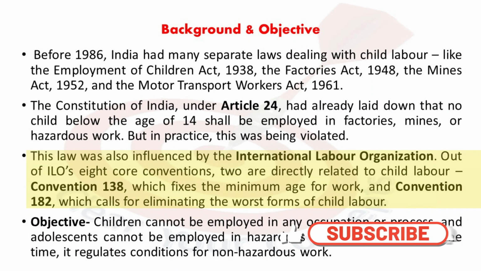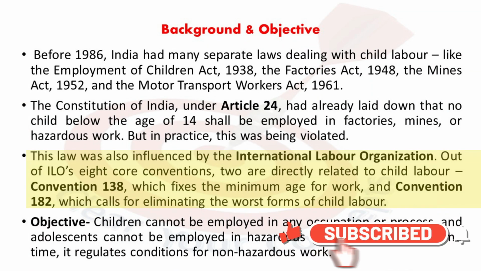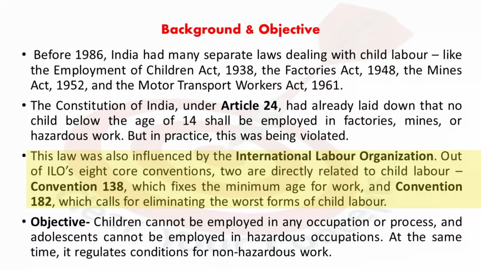This law was also influenced by the International Labour Organization. Out of ILO's 8 core conventions, 2 are directly related to child labor: Convention 138, which fixes the minimum age for work, and Convention 182, which calls for eliminating the worst forms of child labor. For example, Convention 182 makes it clear that no child under 18 should be in work that harms their physical or mental health. India, being part of ILO, had to align its laws accordingly.